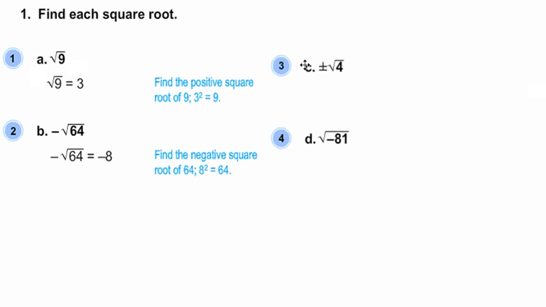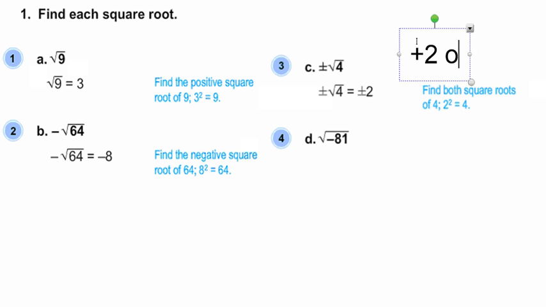Here we have another example where it's positive and negative. So either answer could be positive or negative. Think about it this way. What number multiplied by itself will equal 4? Most of us would think 2. But now that we know about integers, we know that negative 2 times negative 2 is going to also equal 4. So the answer could be positive 2 or it could be negative 2.